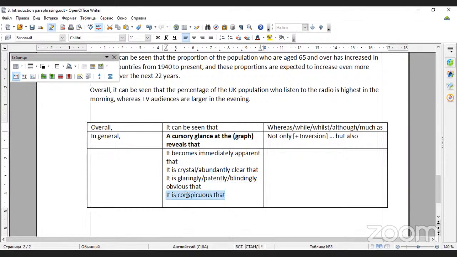It means it's easy to notice that, because your overview is something that is easy to notice. You can see this from the bird's eye view, especially if it's a line graph. You can see that generally something increases or generally something decreases.